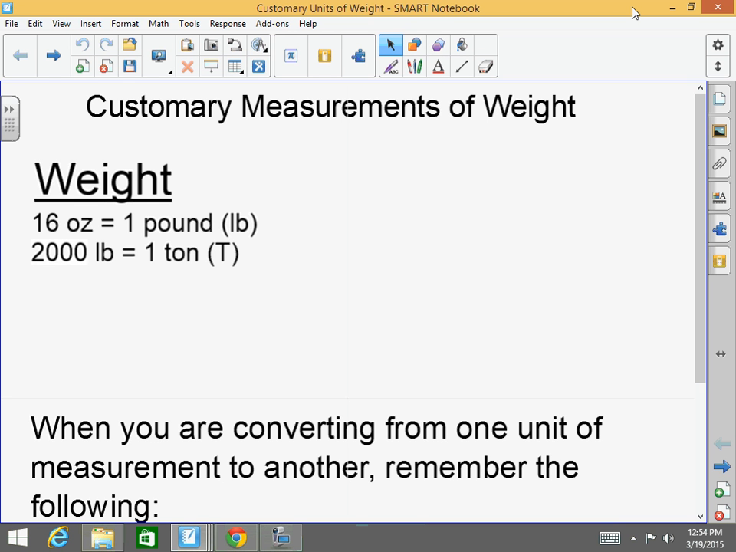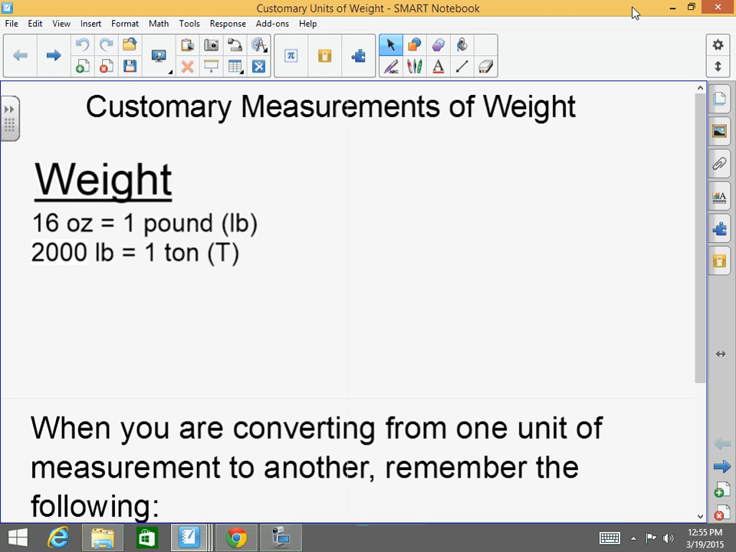And with weight, we just have to learn two conversions for the American system. Remember, the metric system is different, and we'll get into that later. But for the American system, for weight, all we have to learn is the fact that there's 16 ounces in a pound, and there's 2,000 pounds in 1 ton. Literally, that's it.